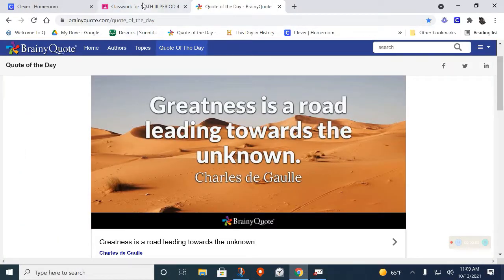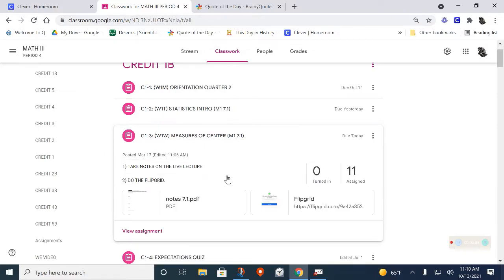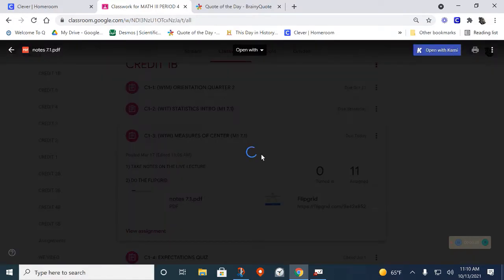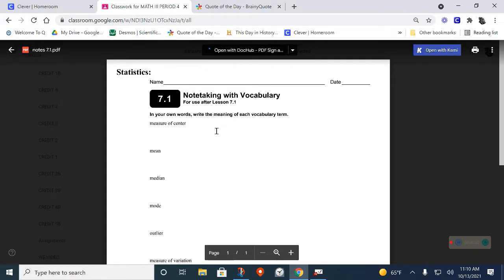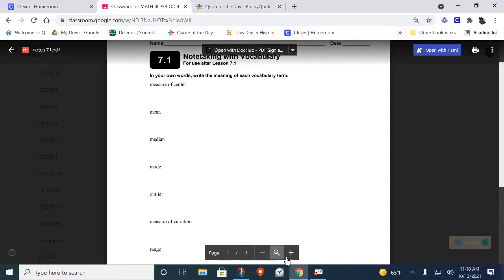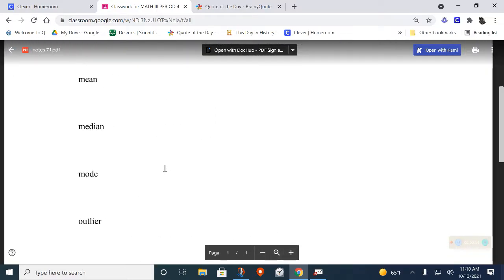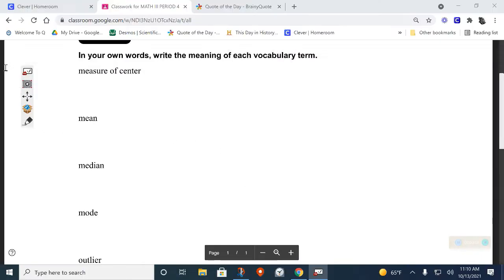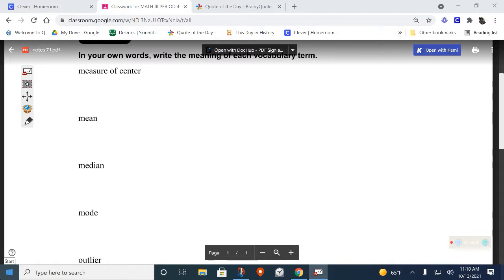Let me get my note guide out. Statistics is the science of organizing and interpreting data, right? Remember we did that yesterday? So let me get some of the words on my screen so we can do that together.